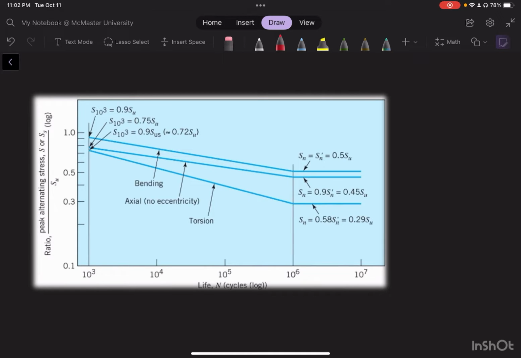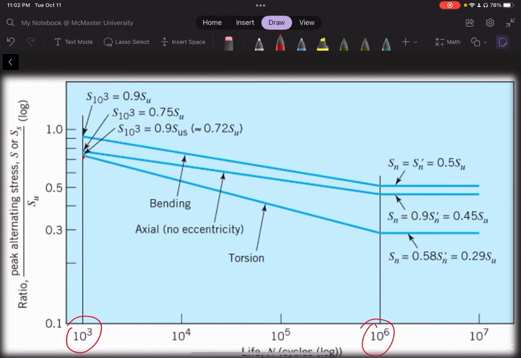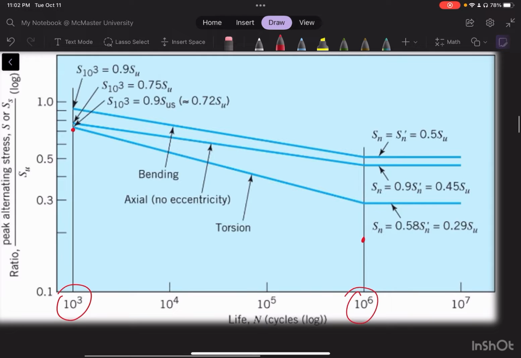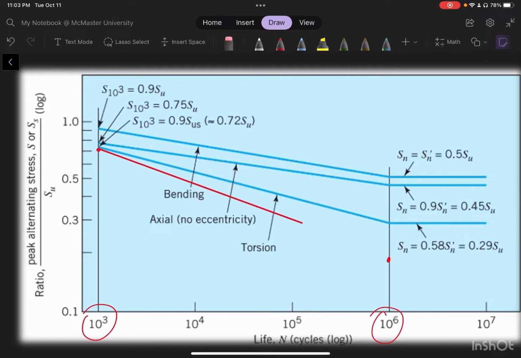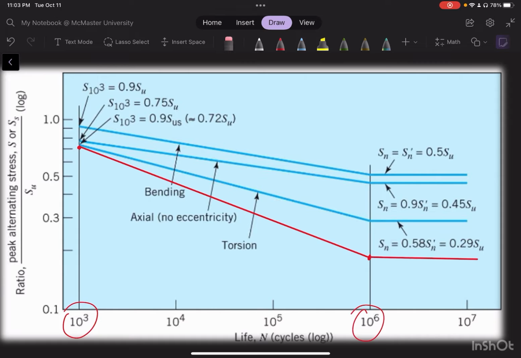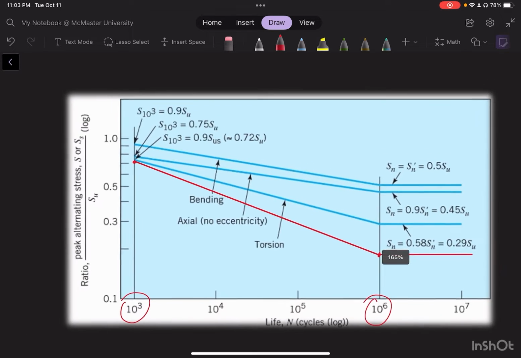An SN curve is drawn by inputting the fatigue strength value onto the y-axis at 10 to the power 3 life cycles, and the life cycles value on the x-axis at usually 10 to the power 6 cycles. So say this is our point for our fatigue strength here, and say this is the point for our life. What we do is connect a diagonal line from there to there, and then we'd have a horizontal line going beyond that. And that's how we would draw an SN curve.